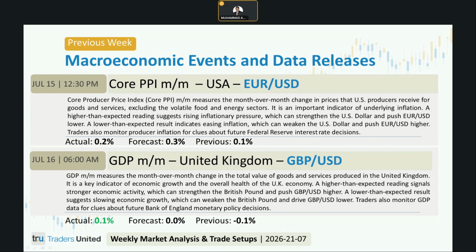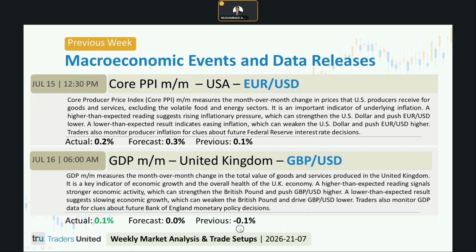So the GDP month over month measures the monthly change in the total value of goods and services produced in the United Kingdom. It is published by the United Kingdom Office for National Statistics. The GDP report is the broadest measure of economic activity. Strong economic growth usually supports the British pound. Weak growth may increase expectations for lower interest rates. The Bank of England closely monitors GDP when making monetary policy decisions. Now, let's take a look at the numbers.